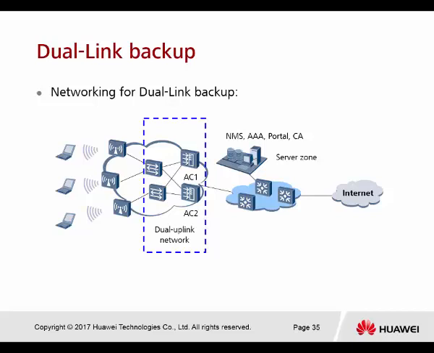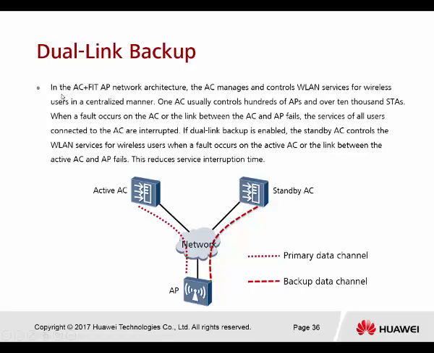Next, the Dueling backup. Networking for Dueling backup. AC1, AC2. So they have the redundant network connect. So they have a dual uplink network. In the AC plus Fit AP network architecture, the AC manages and controls WLAN services for wireless users in a centralized manner. One AC usually controls 100s of APs and over 10,000 STAs.